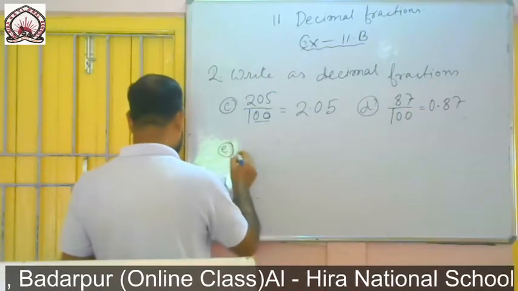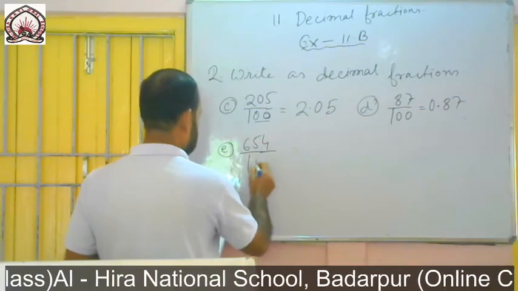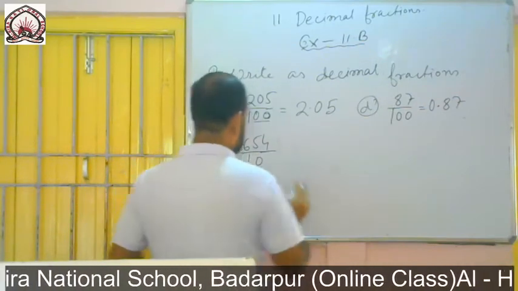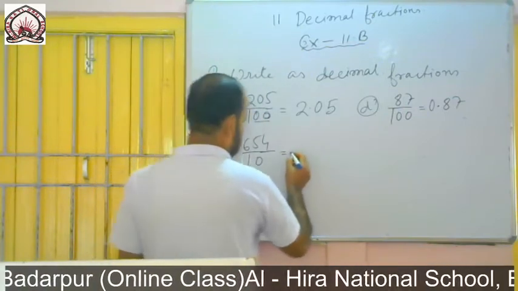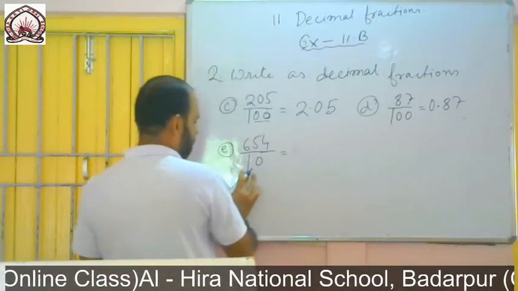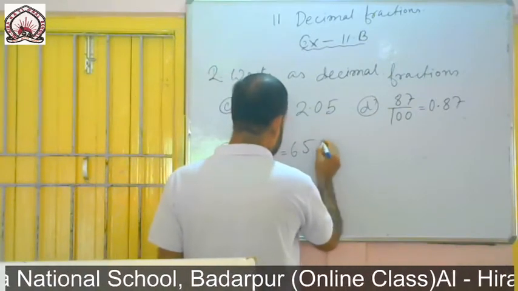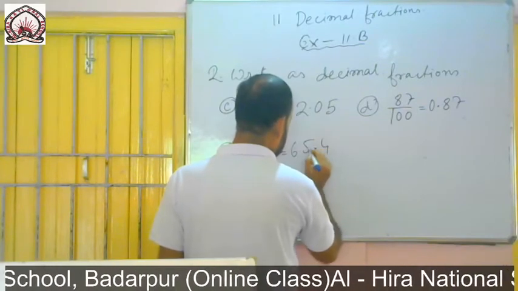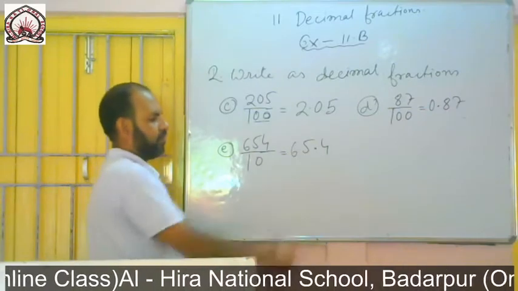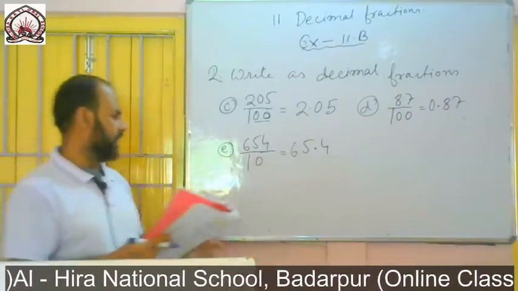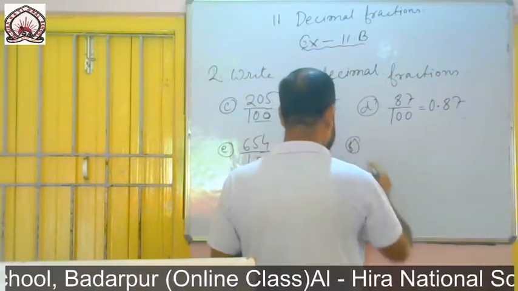Next, question number E: 654 by 10. Here the denominator is 10, only one 0 is there. That means before one digit we put the point, so the answer is 65.4.